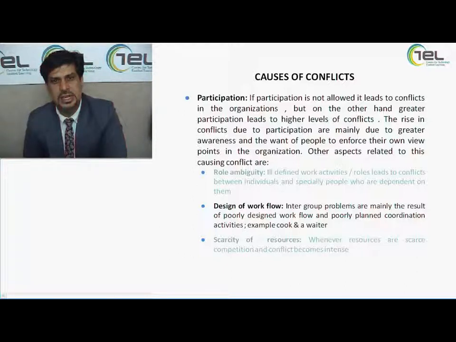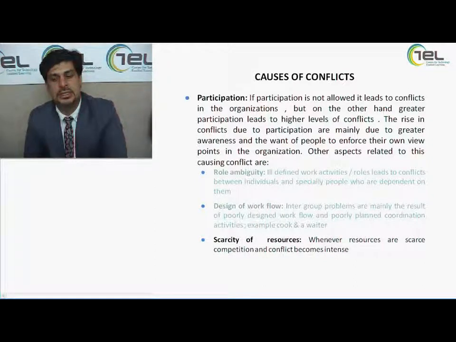So organizations need to design their structuring in a manner where work flows smoothly, where work can be handled in a proper manner. The last but not the least is the scarcity of resources. Scarcity of resources will always lead on to conflicts. Whenever resources are scarce, competition and conflicts become intense. Everybody wants to have a piece of the pie.